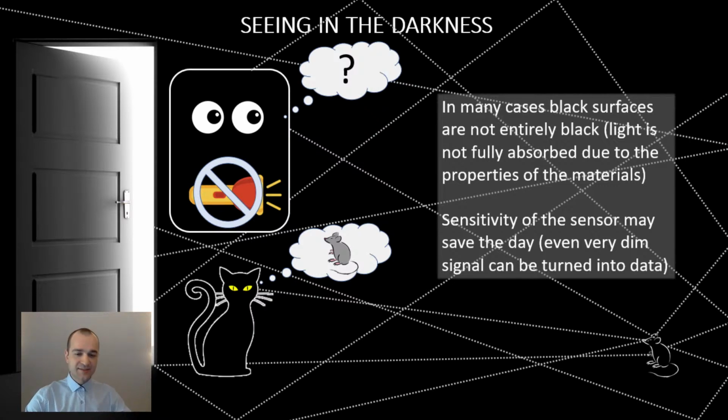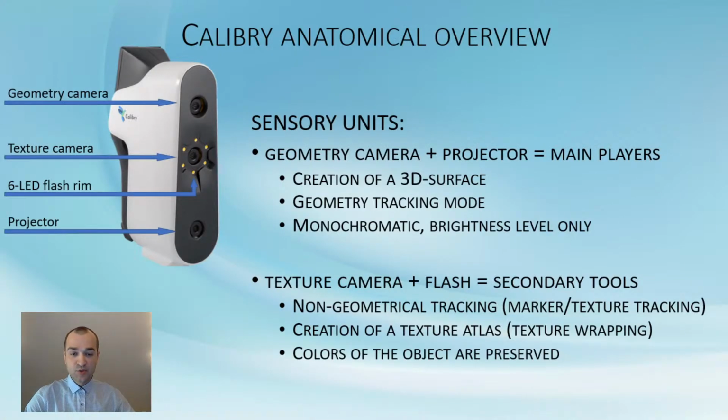So for example, cats can see much better in darkness than we do, and what we perceive as complete darkness, well, for them it's moderate lighting conditions. So it really depends, when you're trying to find a way in the darkness or scan dark objects in a dark room, on what kind of equipment we're using. So let's now turn to the equipment itself.